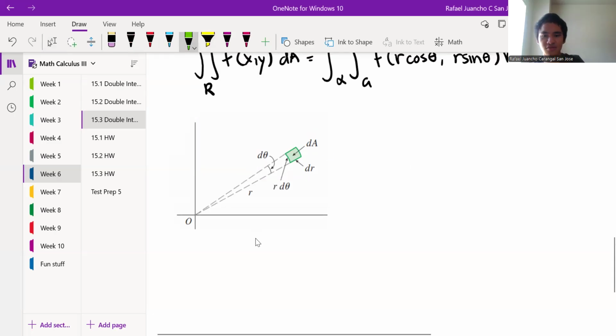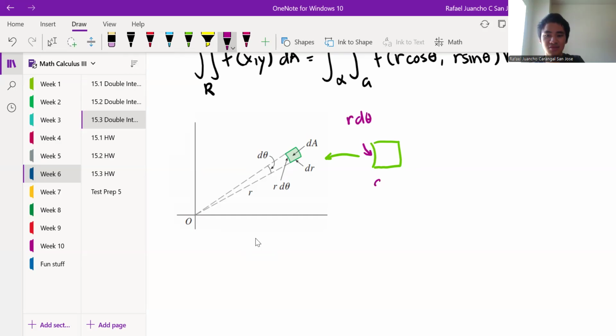Here, if we look at this green thing, this looks like an ordinary rectangle in a way. So just to make it nice, this one's r d theta, that side, and this one's dr. So to get the area, or the area of this is dA, it's just basically this times this, right?